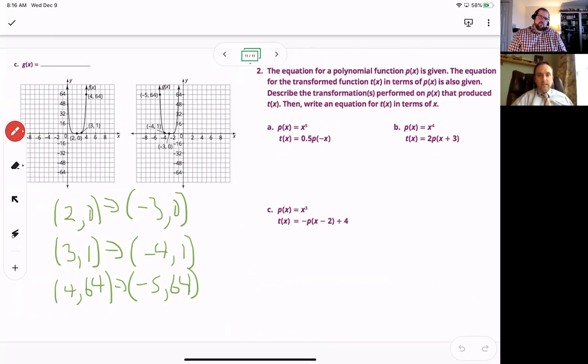So that is a b thing that they're trying to get us to realize. Flip horizontally. Flip across a vertical line. Yes, that's what I meant.